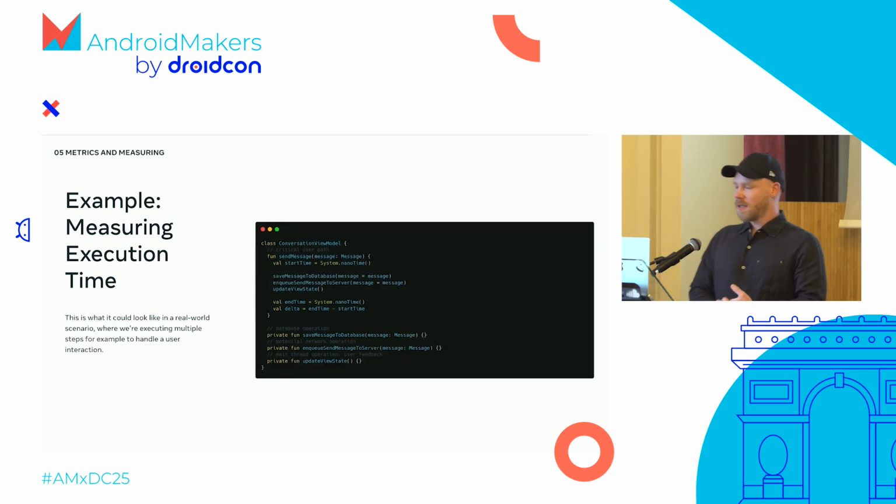Once we look at real-life scenarios, usually these things become more complex, though. So we would have, for example, multiple steps that are part of the user flows. We would be, for example, saving a message to local database. We would be setting a message up to be sent to servers, and maybe we need to update the view state or any view state as well accordingly.